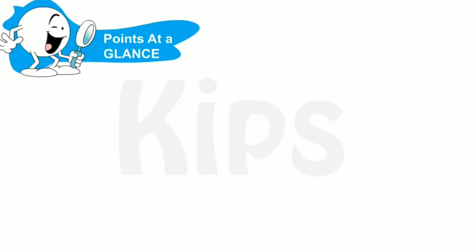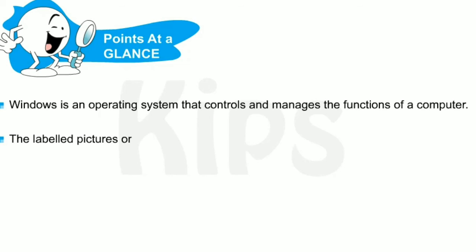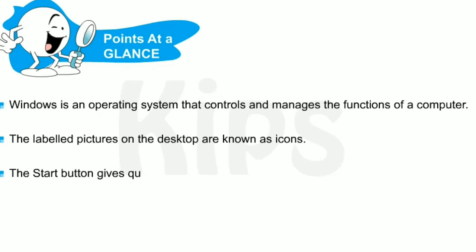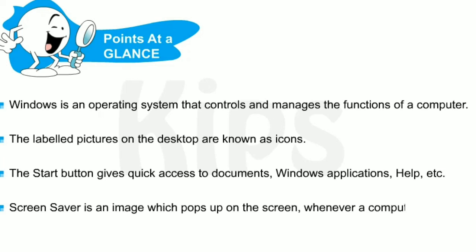Let us quickly glance through the key points discussed in this chapter. Windows is an operating system that controls and manages the functions of a computer. The labeled pictures on the desktop are known as icons. The Start button gives quick access to documents, windows, applications, help, etc. Screensaver is an image which pops up on the screen whenever a computer remains idle for a short time.